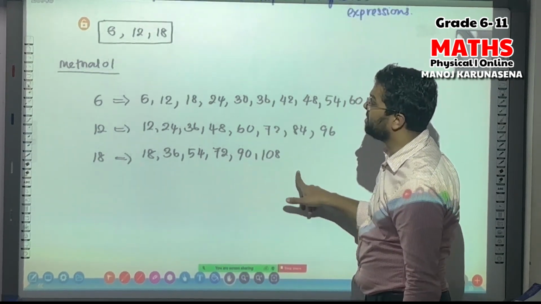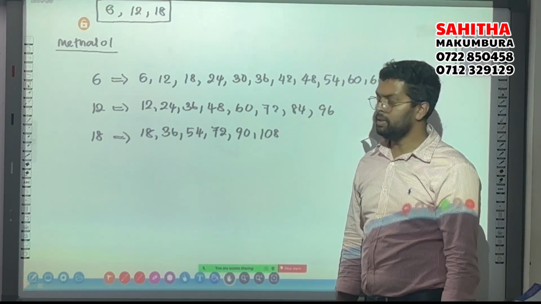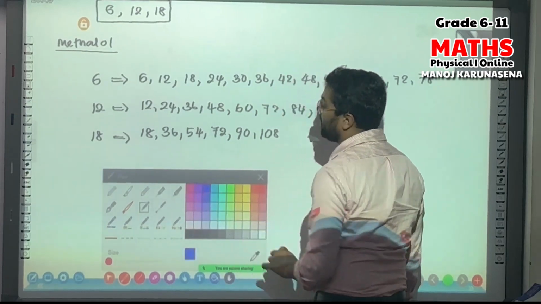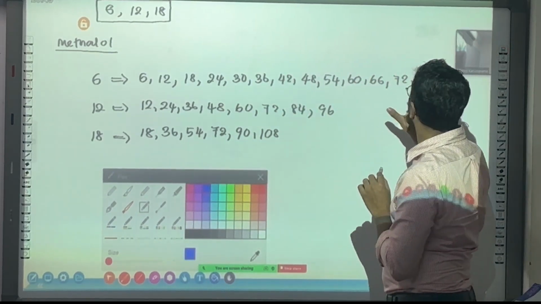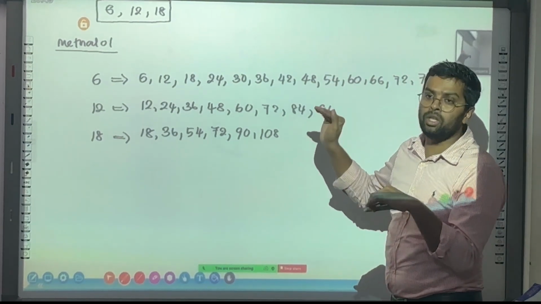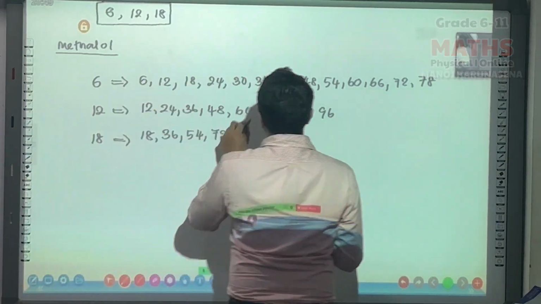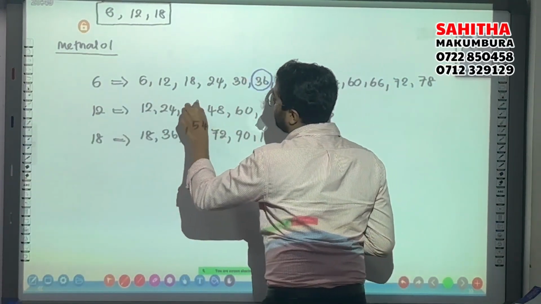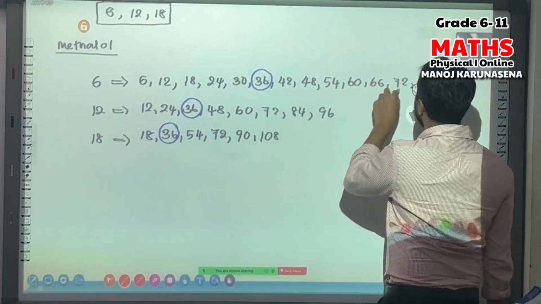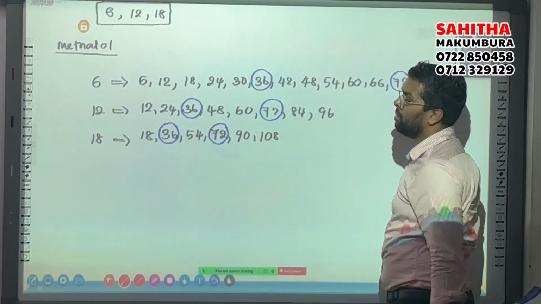Now my task is to check whether we have common multiples available. Can we find any common multiples here, which is available for all 6, 12 and 18? 36 is a common multiple. Then again 72 is a common multiple.